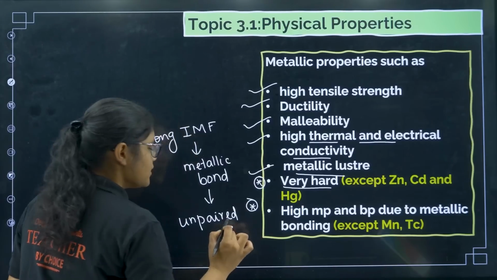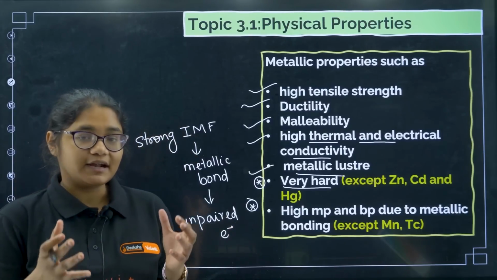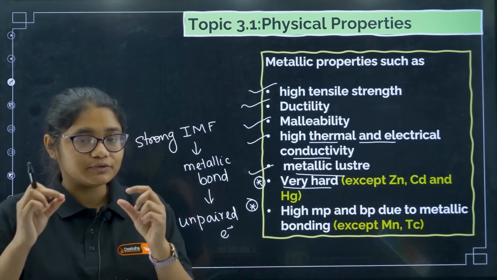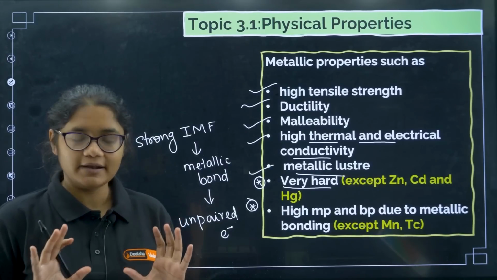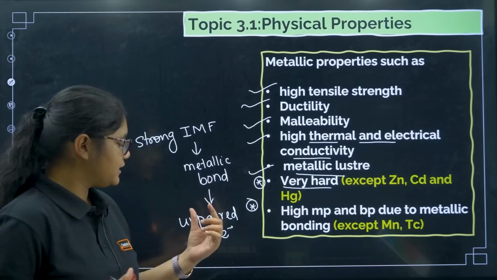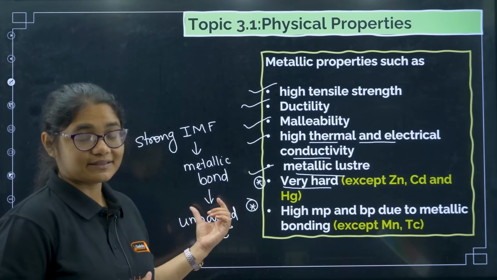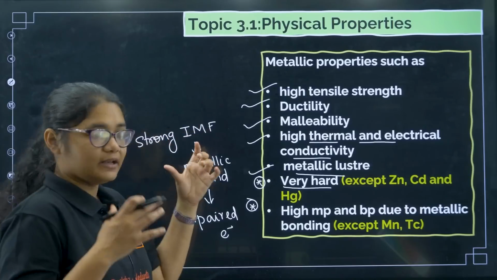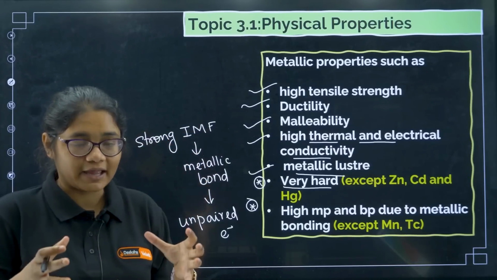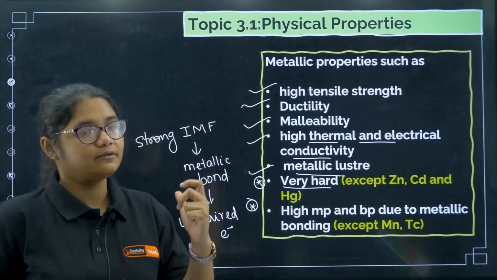We have discussed that transition elements are those elements which do not have completely filled d orbitals, right? If it is not completely filled, it will have unpaired electrons. If it has unpaired electrons, then it can make metallic bonding, and that is why the intermolecular force is very high, and that is why the metals are generally very hard.